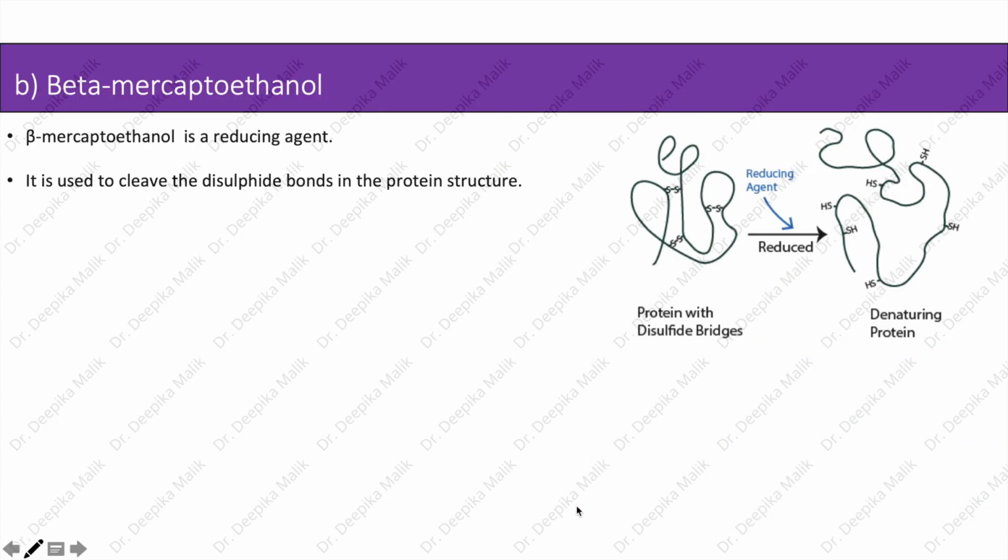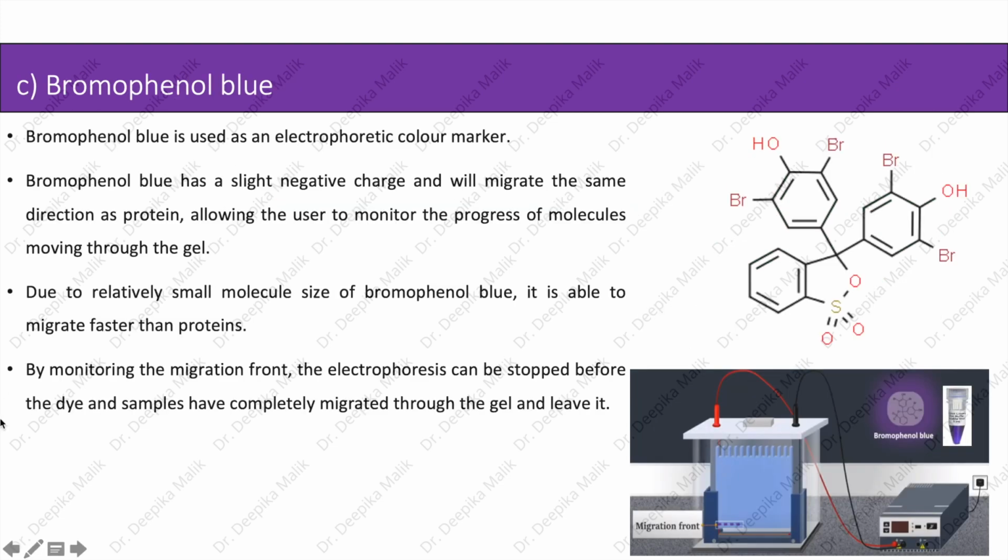Beta-mercaptoethanol is a reducing agent. It is used to cleave the disulfide bonds in the protein structure, as we have discussed earlier also. Bromophenol blue is used as an electrophoretic color marker. It has a slight negative charge and will migrate the same direction as protein, allowing the user to monitor the progress of molecules moving through the gel.